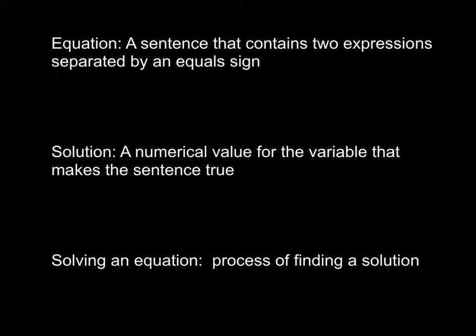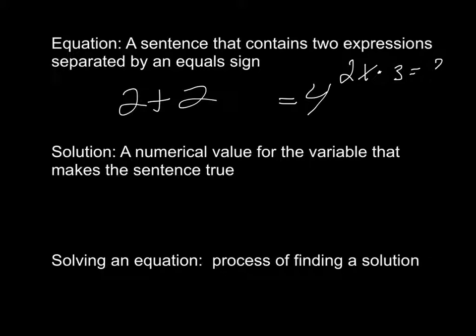Okay, a couple of vocabulary words we have to talk about here really quick. We're going to talk about what is an equation. Well, ladies and gentlemen, an equation is a sentence that contains two expressions separated by an equal sign. So really anything that has an equal sign that has two expressions. So I can go 2 plus 2 equals 4, or I can go 2x times 3 equals an unknown number. So these here are all equations. They contain two expressions as well as an equal sign. That classifies as an equation.